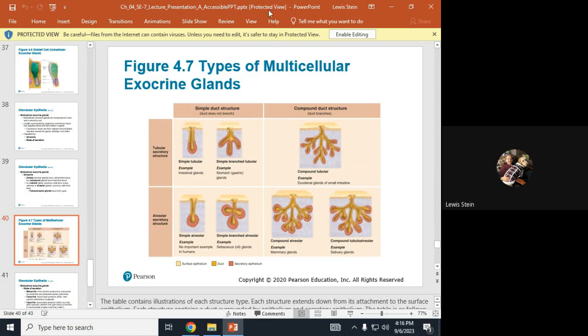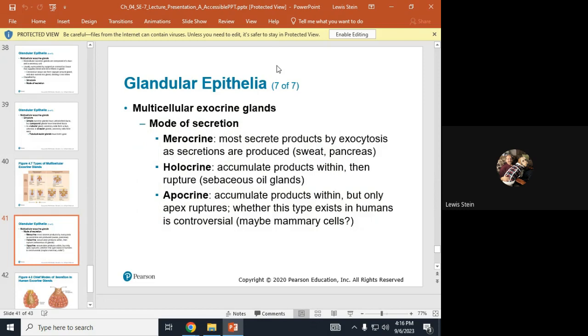And then the last part for this is the mode of secretion. That's important. And it's all about what it's making. So what it's making is whether or not it's liquid or it's oil or it's something in between. So if it's sweat, that goes by the name merocrine or eccrine. All those different kinds of sweat glands.